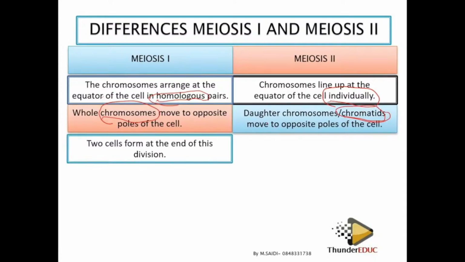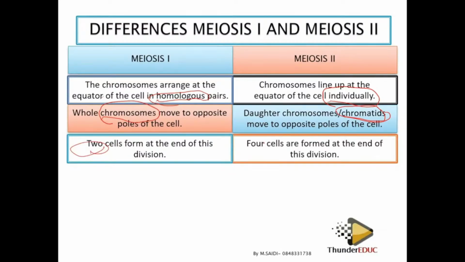Why do we call them daughter chromosomes? They have not yet developed to form real chromosomes. That's why we call them daughter chromosomes, but we prefer saying chromatids. Two cells form at the end. So we say that here you form 2 cells, while on the other side you form 4 cells.